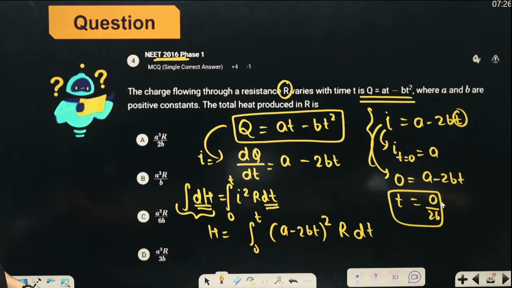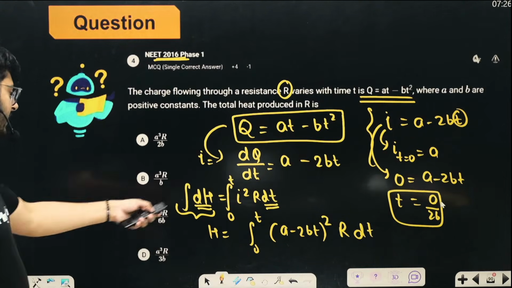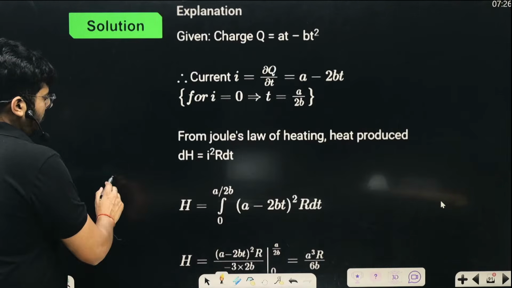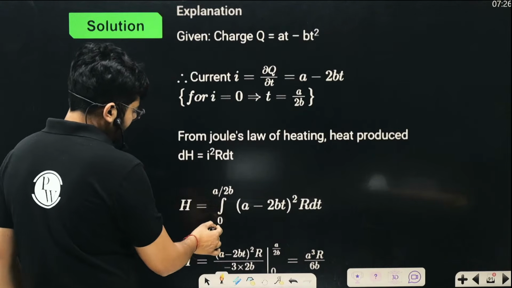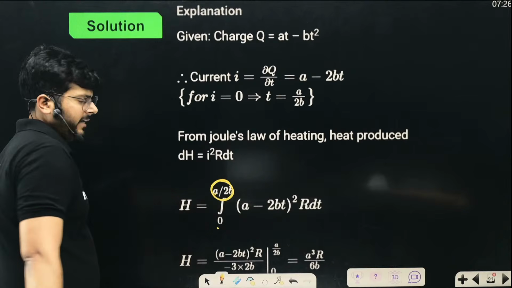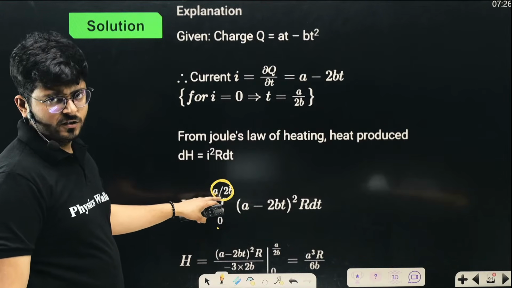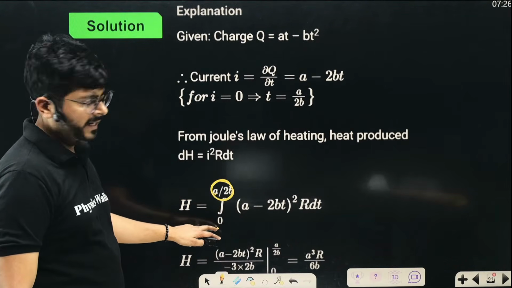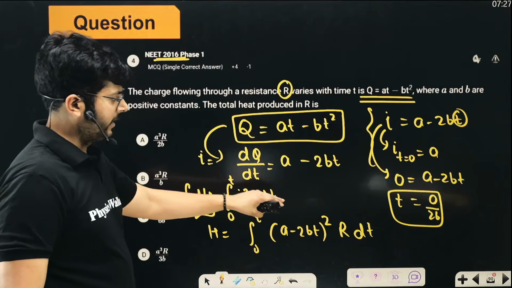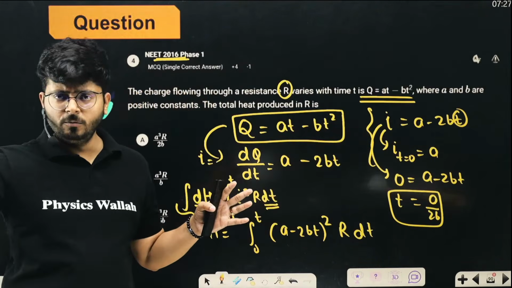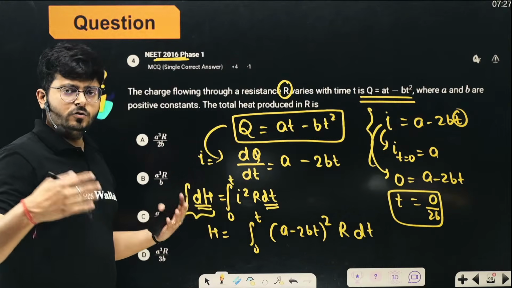The total heat produced in this thing is going to be the integration of this thing. So just integrate it and you will have your answer. We are integrating from 0 to this value of time, the total time when the current gets 0. So from the beginning till the time when the current gets 0, total heat produced you have to find out, my dear kids, right?